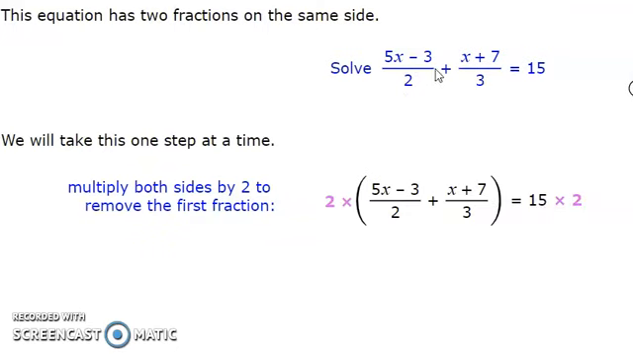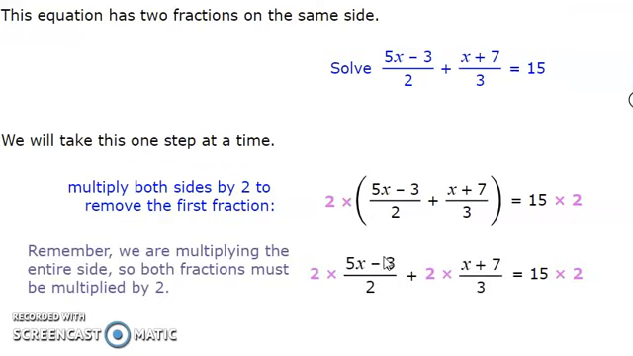2 is in the denominator, so what does that mean? It means the fraction with numerator 5x minus 3 is being divided by 2. So we have to follow inverse operations, therefore we are multiplying by 2. So the next step would be, remember we are multiplying the entire side, so both fractions must be multiplied by 2. Fraction 1 is multiplied by 2 and fraction 2 is also multiplied by 2, and the right hand side will also be multiplied by 2. I am pretty sure you are aware of this property.